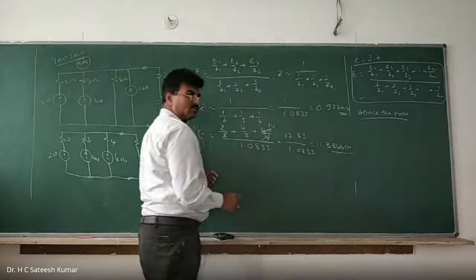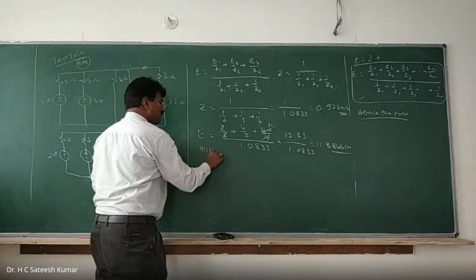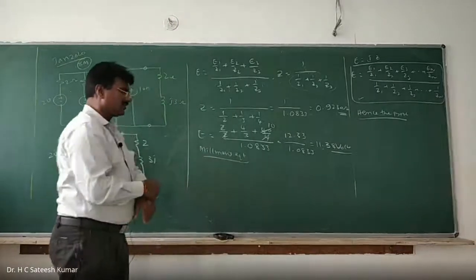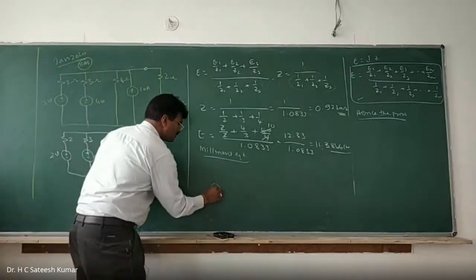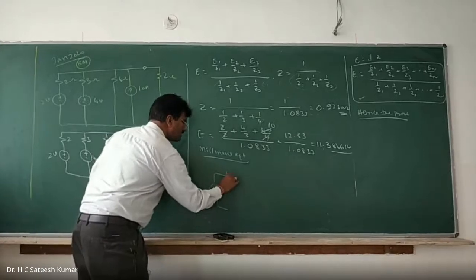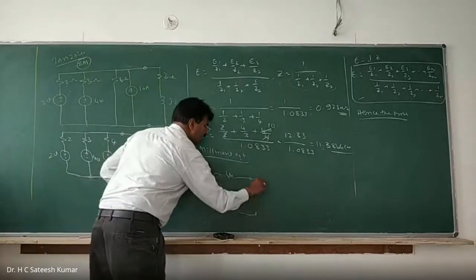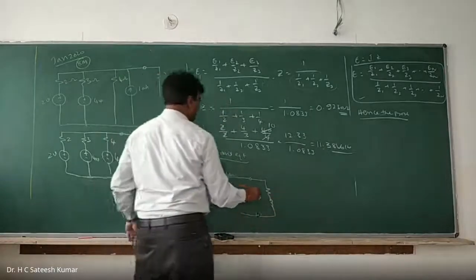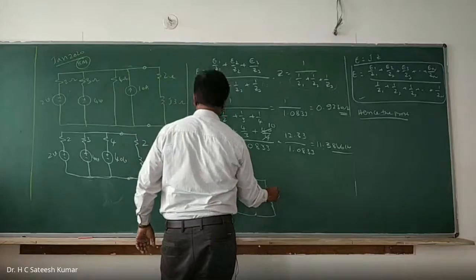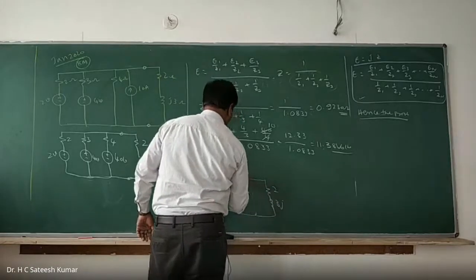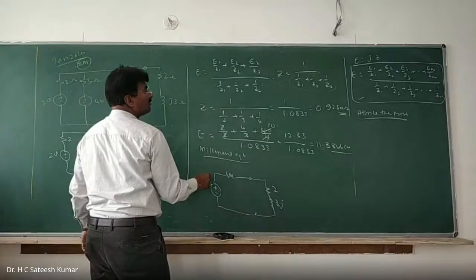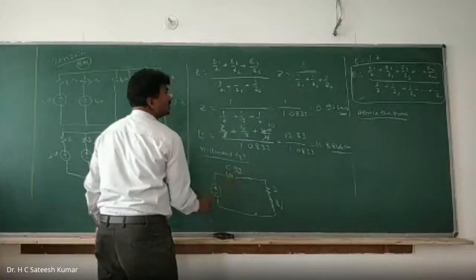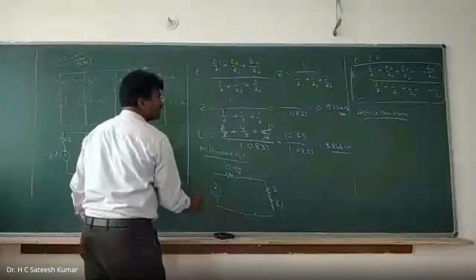Okay, right. Now Millman's equivalent. So Millman's equivalent is, what is that? A voltage source E in series with an impedance. Here it is resistance and load. Okay, right. What is that load? 2 plus 3J. And this is what? Impedance is how much? 0.923 ohms. And the voltage is 11.38.